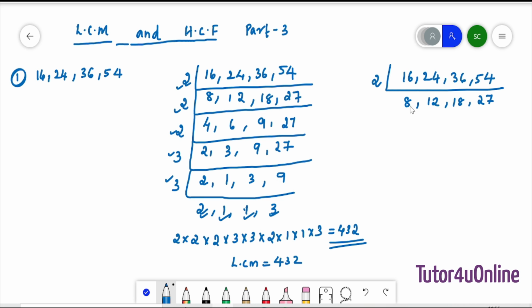So you can't find any common factor for 8, 12, 18 and 27. If you go on, 5 is not a factor, 6 is not a factor, 7 is not a factor, and 8 is also not a factor. So you can't find any common factor for all these numbers. So the HCF, the highest common factor, is equal to 2. See the difference: LCM is 432 and HCF is 2.